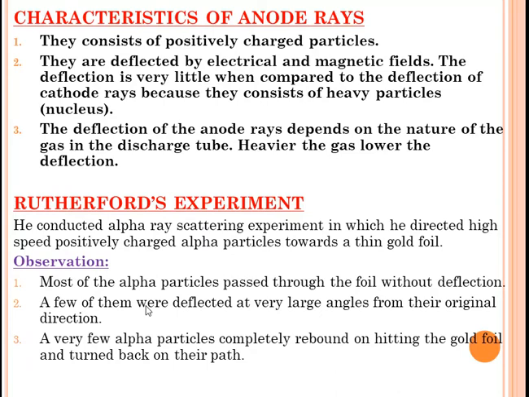Next, we have read about the characteristics of anode rays. Anode rays are positively charged, they are deflected by the electric and the magnetic field, and the deflection of anode rays depends on the nature of the gas in the discharge tube.